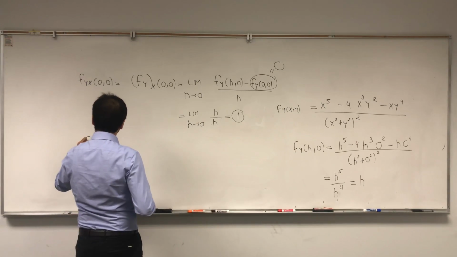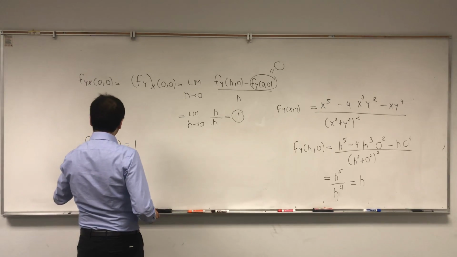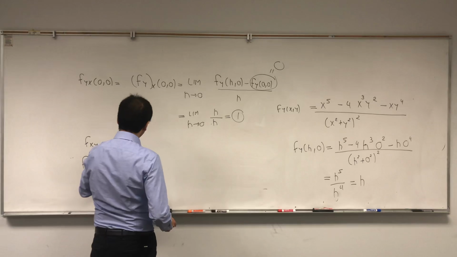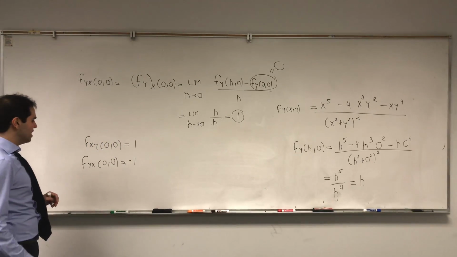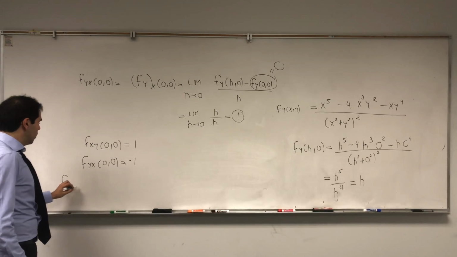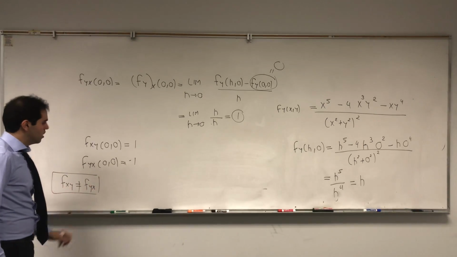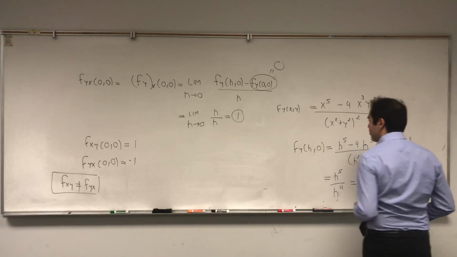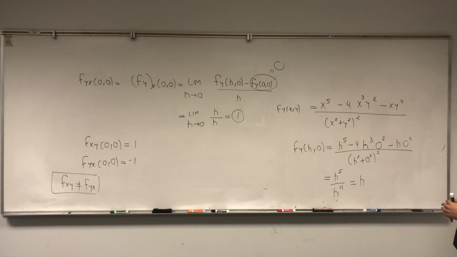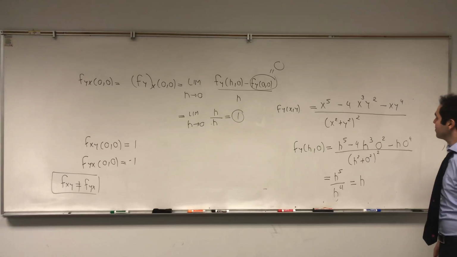So f_xy at (0,0) is 1, but f_yx at (0,0) is -1. So in particular, at that point, f_xy is not equal to f_yx. So in general, f_xy is not equal to f_yx. And I think what is happening is that at those points the functions are not continuous. I believe so, because if you plug in (h, 0), you don't get the same thing as plugging in (0, h). Something like that.